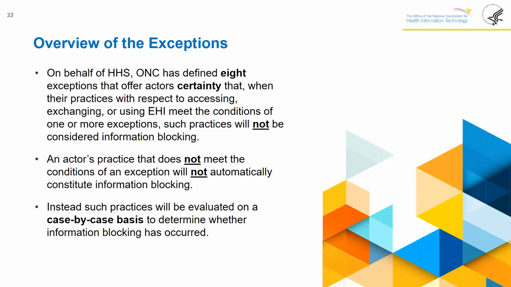One additional very important point I want to highlight about the exceptions is that an actor's practice that does not meet the conditions of an exception will not automatically constitute information blocking. Instead, the practice would be evaluated on a case-by-case basis to determine whether information blocking has occurred. For instance, we would look at whether it rises to the level of an interference, as Mike talked about earlier, or whether the actor acted with the requisite intent or knowledge standard, again, that Mike talked about in the elements of information blocking discussion. The next slide, please.